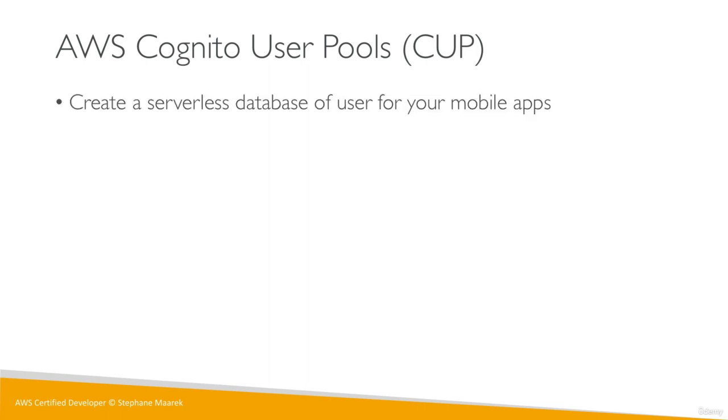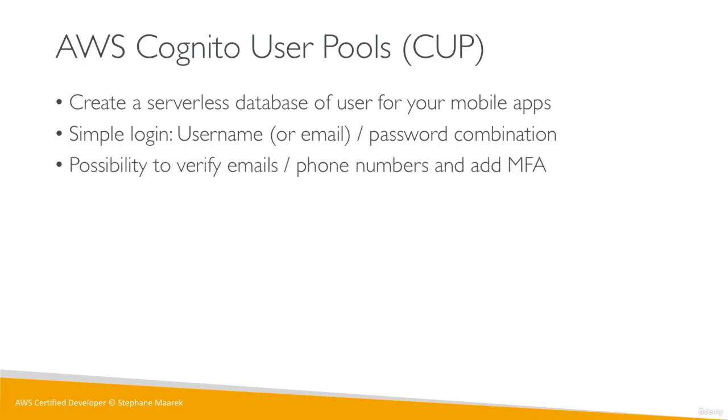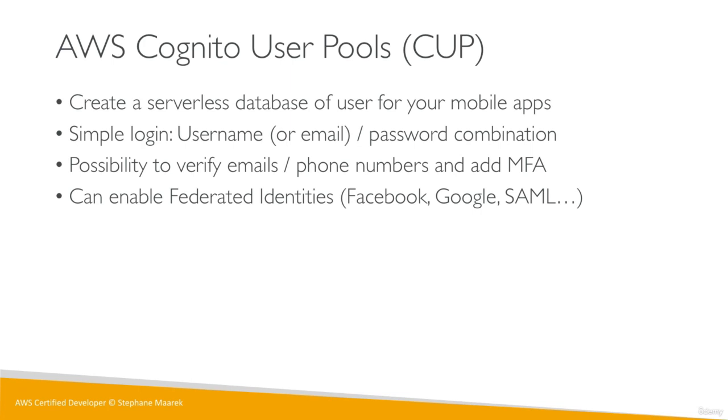So this is basically a serverless database of users for your mobile apps. It's a simple login, which can be a username or email and a password combination. You can verify emails or phone numbers, you can add multi-factor authentication, you can have password policies, and you can also enable federated identities. And this is where the confusion comes. This is basically saying you can allow your users to log in through Facebook, Google, and SAML and get an identity into your user pool. Do not mistake this for federated identities, which is different. But you can still use a Facebook login or Google login to log into your user pool.